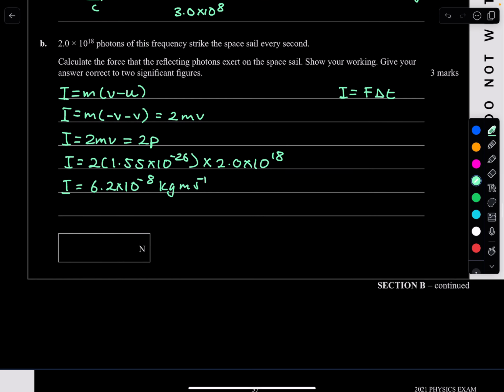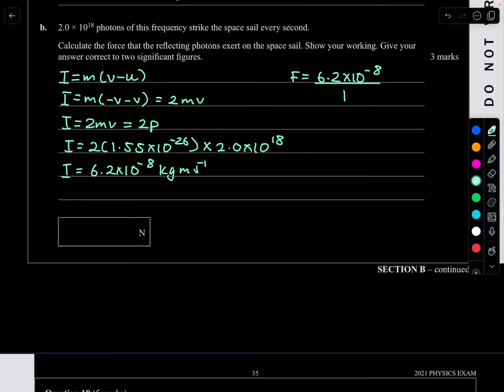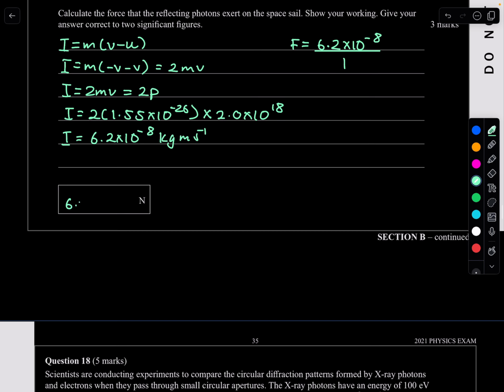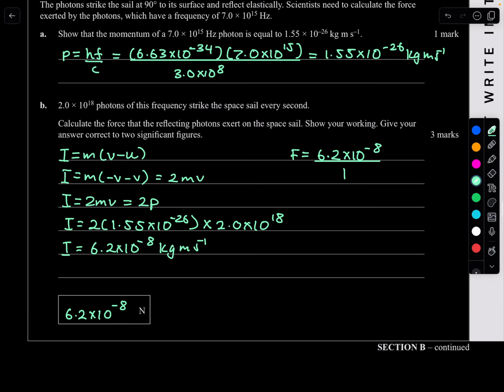And so putting that in our formula, your force is just your impulse, 6.2 times 10 to the negative 8, all divided by your time. Your time is every second, so it's the same thing. It's 6.2 times 10 to the power of negative 8 newtons. That looks perfect. Absolutely done.